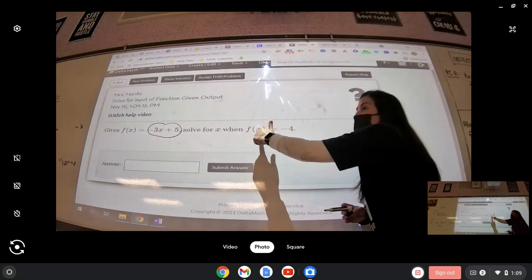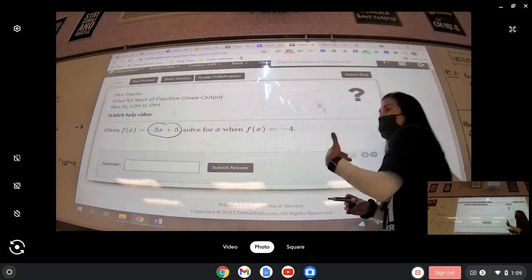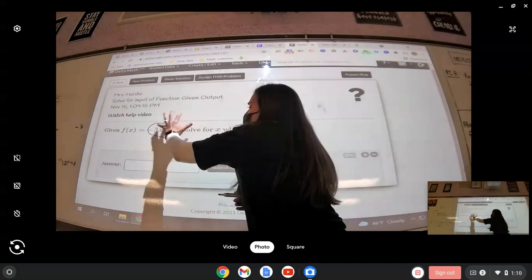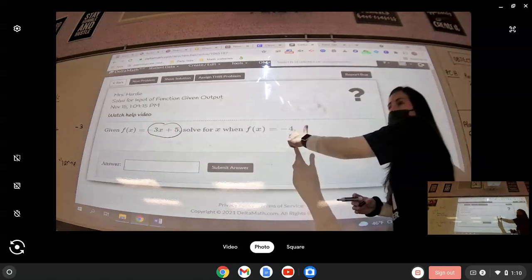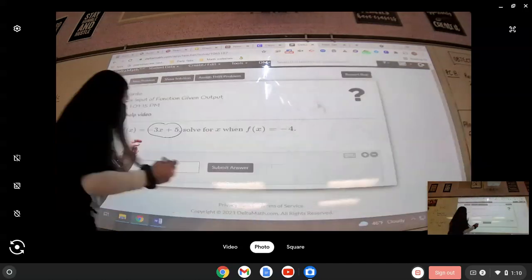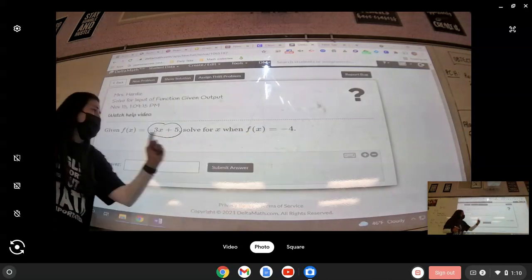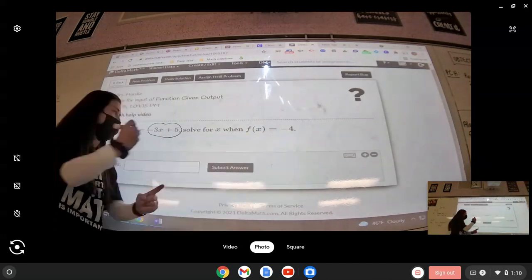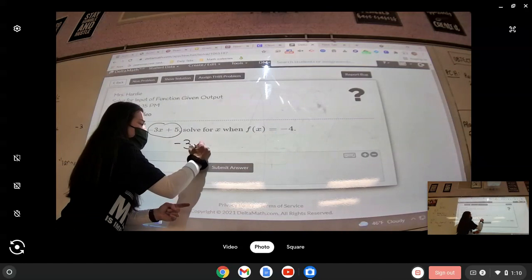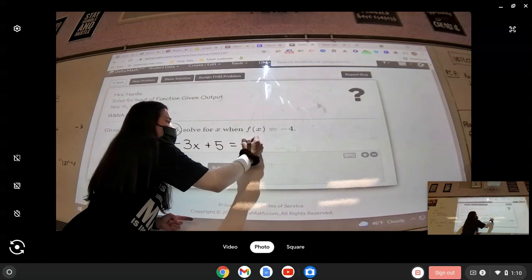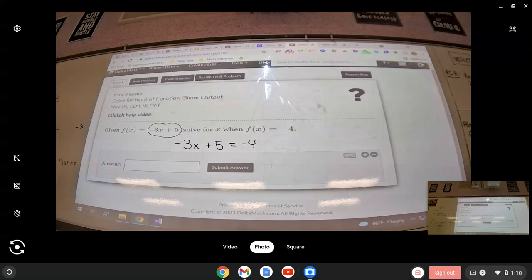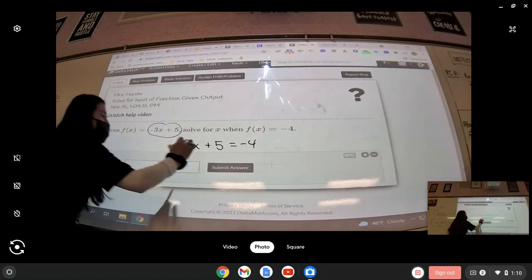They didn't put him here. That's where the input would be. We have to figure out what made this rule spit out that number. So all you have to do is figure out, when does this equal that? When is this going to spit that out as an answer? So when does negative 3x plus 5 equal negative 4? What are you doing first to solve? Minus 5.